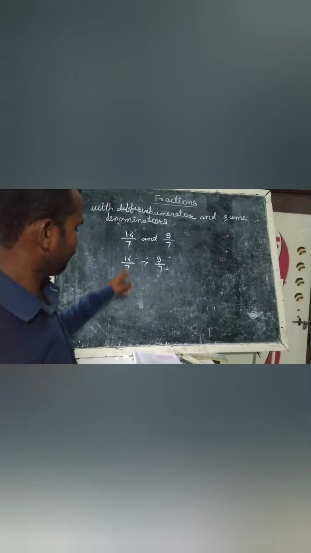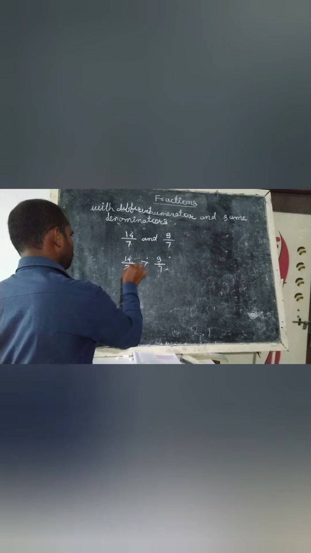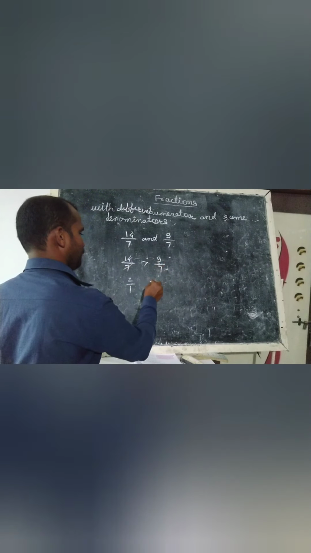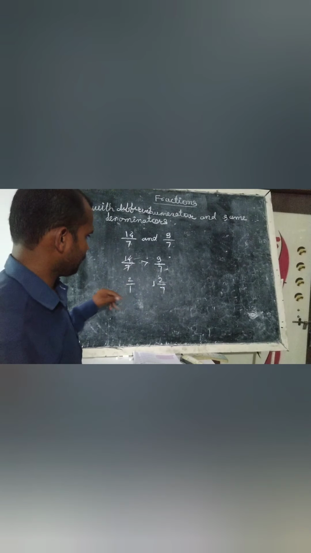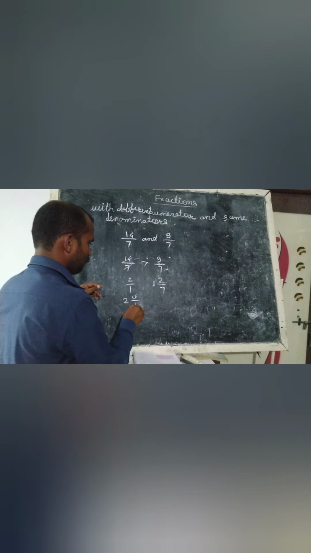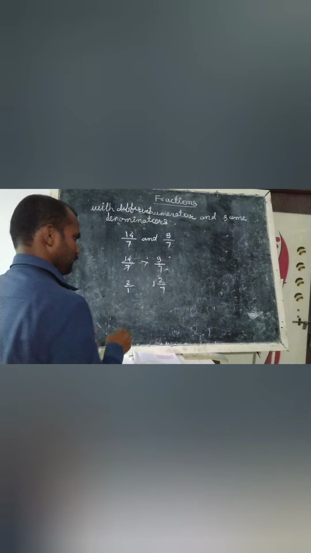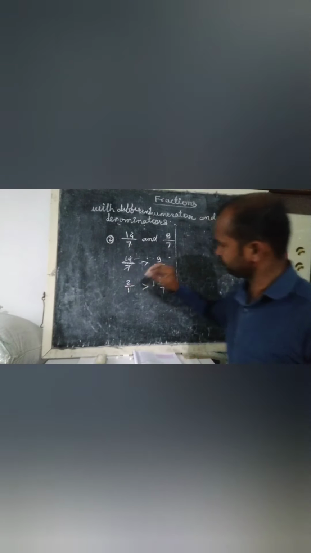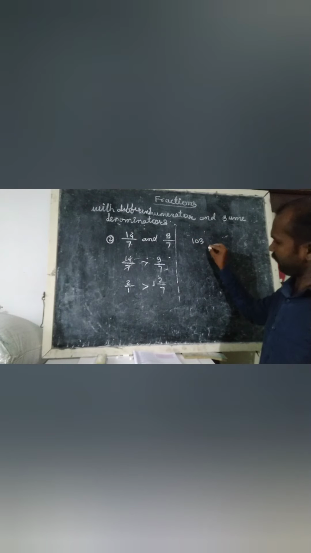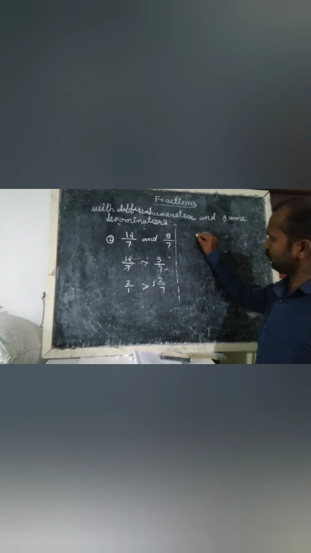Why? When we find their simplest form, here we will get 2 upon 1 and here we will get 1 integer 2 upon 7. Obviously 2 integer 0 upon 1, or 2 upon 1 means only 2, is greater than 1 integer 2 upon 7. Another example of this type. Don't take these larger fractions; for better understanding you can take smaller also.